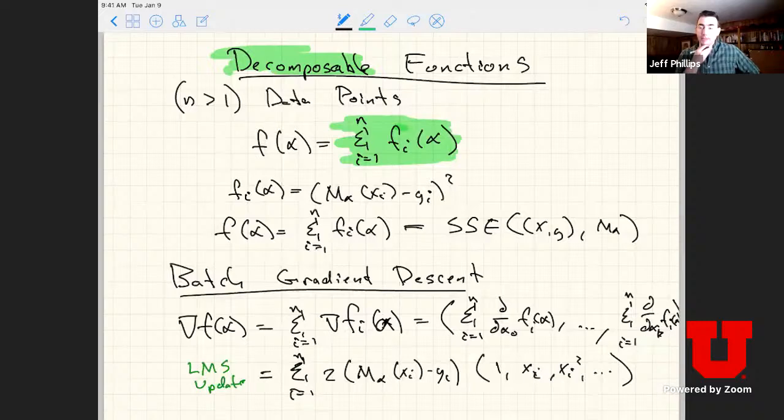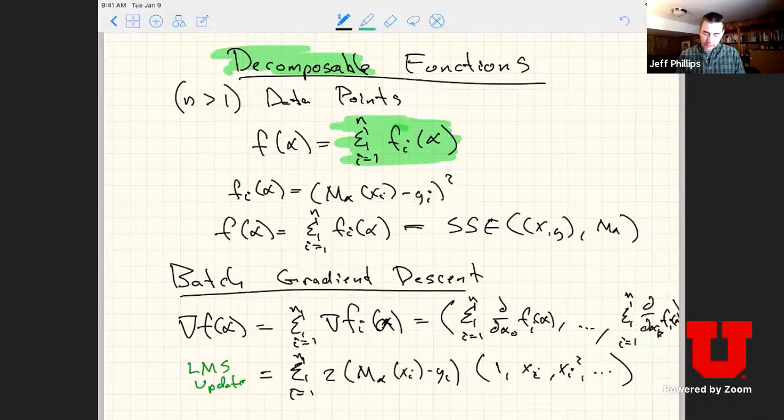So I can recover the full gradient on the value alpha across all the data points by calculating the gradient on each of the data points and then just adding these vectors up. Okay. So the LMS update rule.